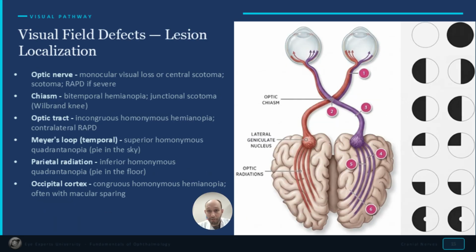Now let's talk about lesion localization. So, if you look at the diagram, you will see where you can get a lesion and what kind of visual defect you're going to get. So, number one, when we cut the optic nerve, that eye doesn't see anymore.